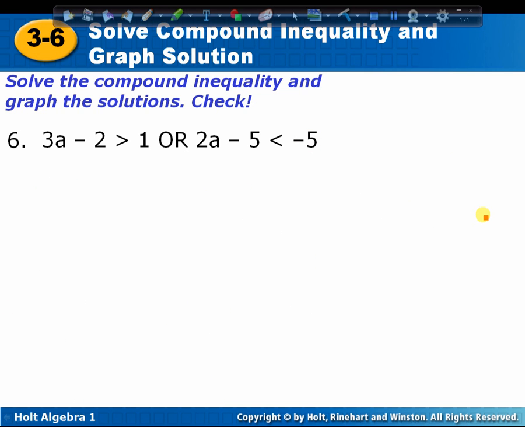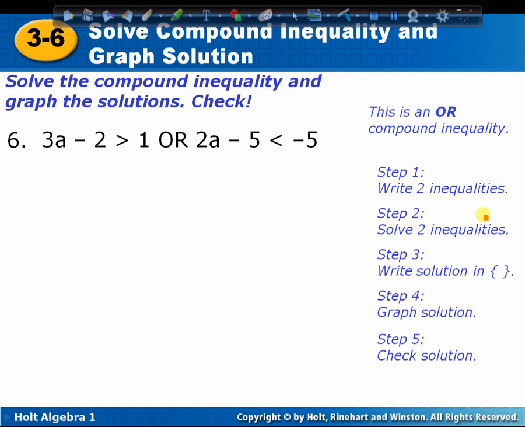All right, number 6. This one's an OR problem. It says 3a minus 2 is greater than 1, or 2a minus 5 is less than -5. You don't have to rewrite this one because there's no way to break it up. You just need to solve each one individually. So I'm going to add 2 and get 3a is greater than 3. Divide both sides by 3 and get a is greater than 1.